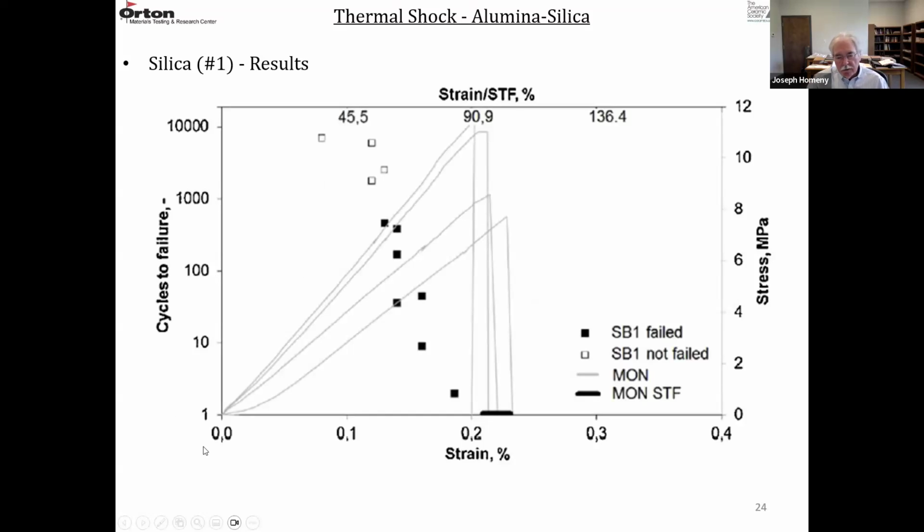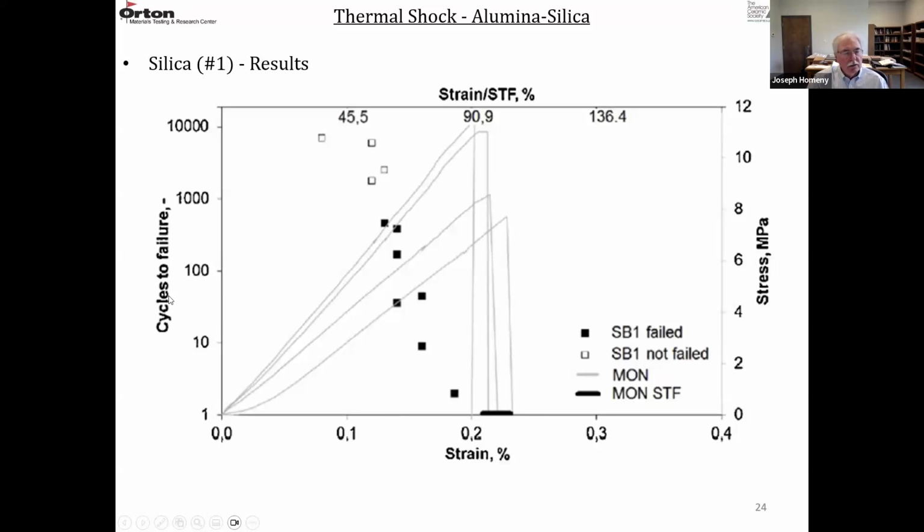So if we look at this type of plot, this is cycles to failure versus strain. And then this is stress versus strain divided by strain to failure. So the gray curves are the monotonic loading, the 3-point bending. So they're pretty linear to failure. This is the failure stress, and this is the strain. And then there's an abrupt failure. And then this solid bar is the monotonic strain to failure. So about 0.2% is the strain to failure for these materials.